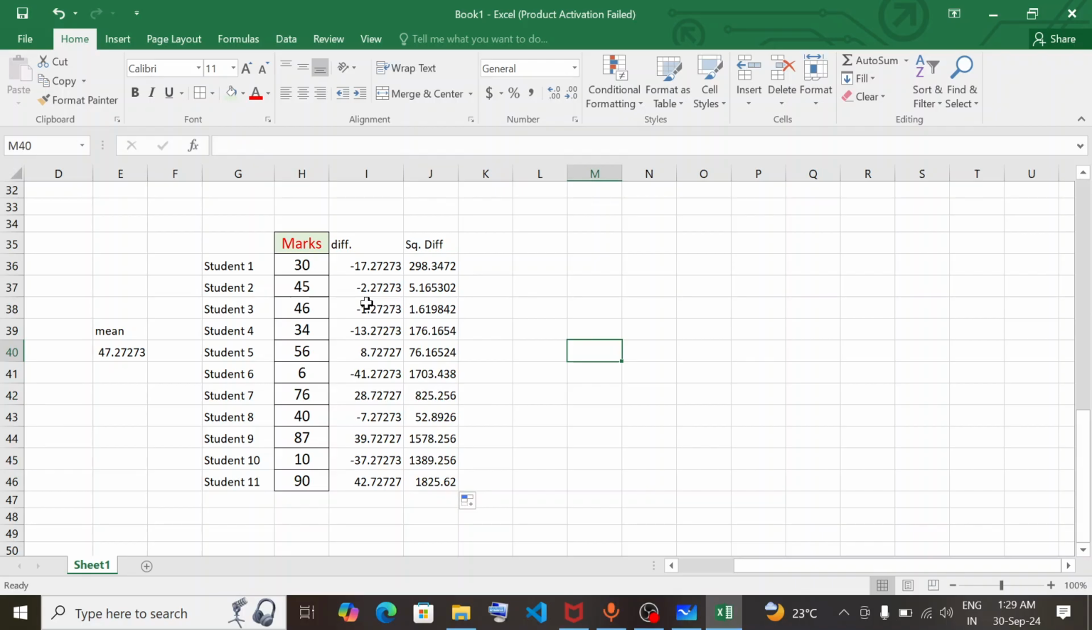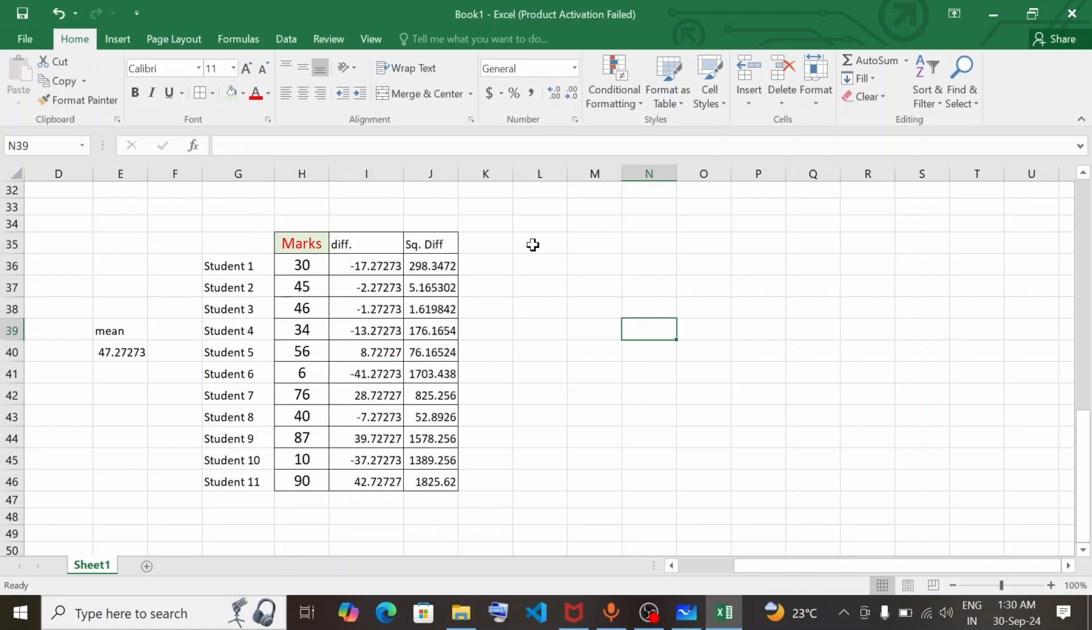So again I will revise, guys, difference is nothing but the value minus the mean value. So here value is 30 and mean value is 47.27, difference is minus 17. Here 45 minus 47.27, and your answer is like that. And square difference means the square of all these differences. So here we have all the values required in order to calculate the variance.